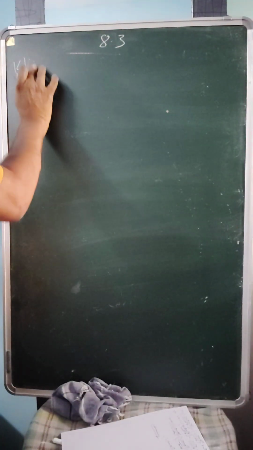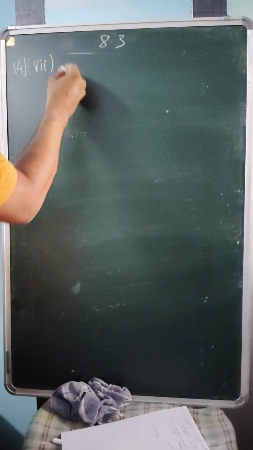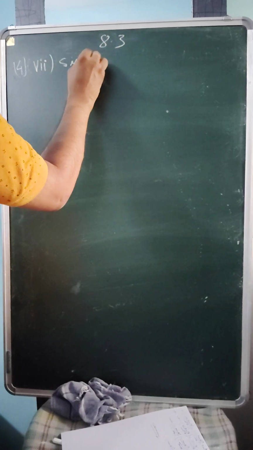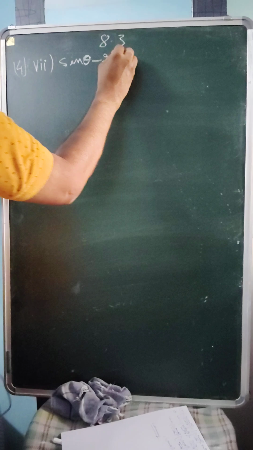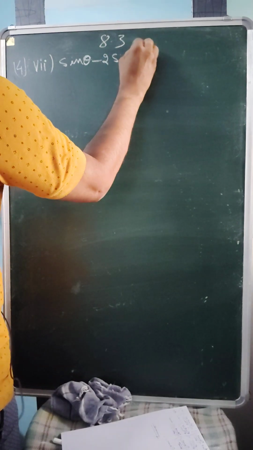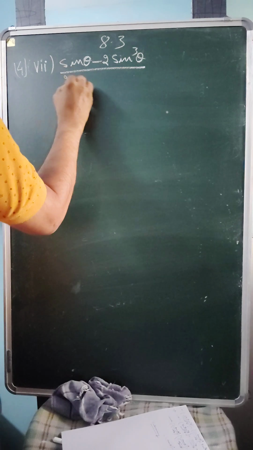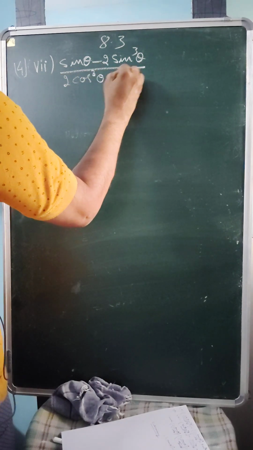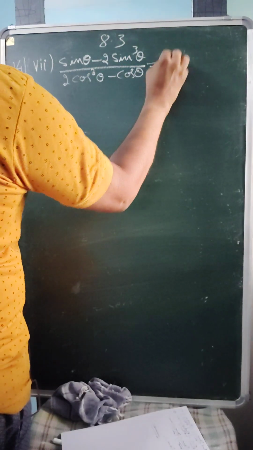Next question, number 7. (Sin theta minus 2 sin cube theta) whole divided by (2 cos cube theta minus cos theta) is equal to tan theta.